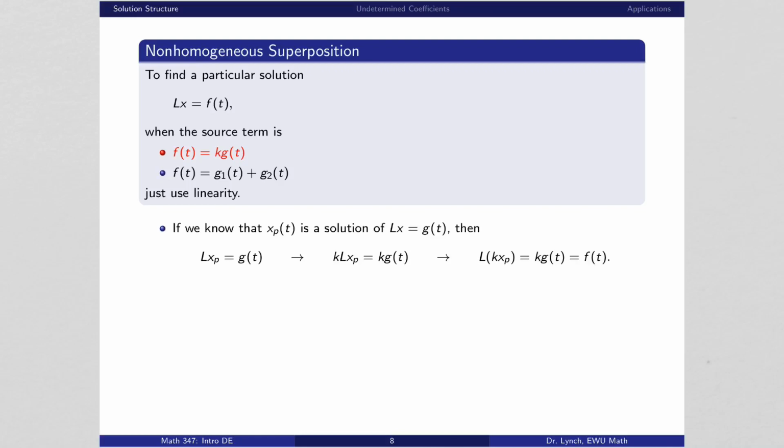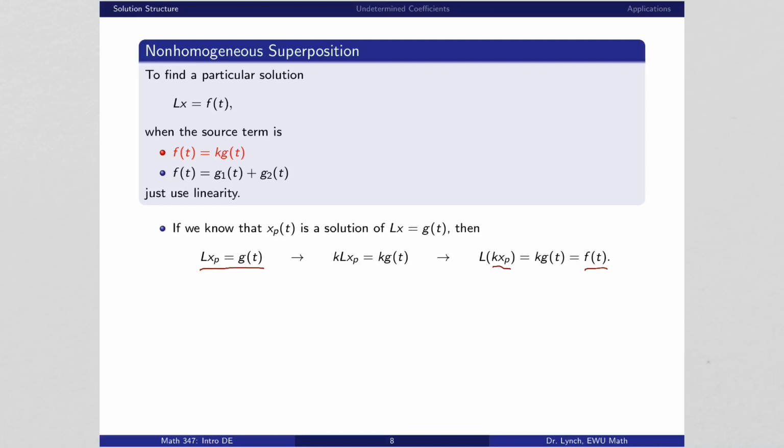A couple more facts about non-homogeneous superposition. So if we want to find a particular solution to Lx equals f, where the source term is given by f of t equals k g of t, and we know how to solve Lx equals g of t, so we know, for instance, that there's a particular solution xp that pops out g of t, then it turns out linearity tells us that there's a particular solution kxp that pops out f of t. So this is using a constant multiple in and out of our linear operator to our advantage.